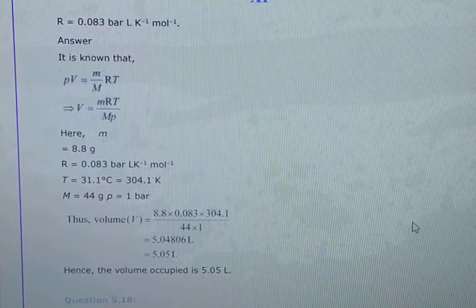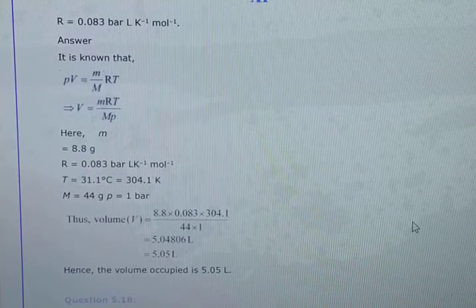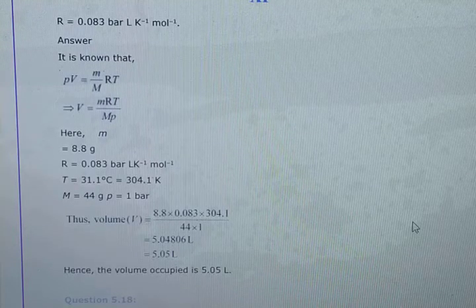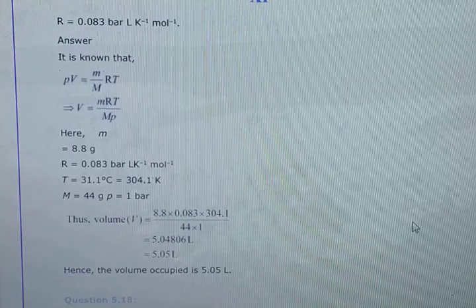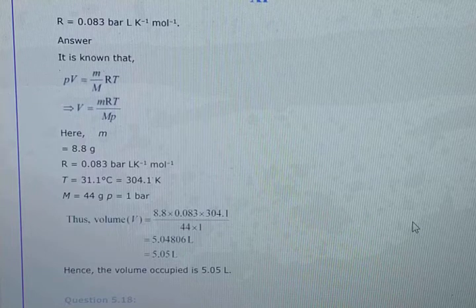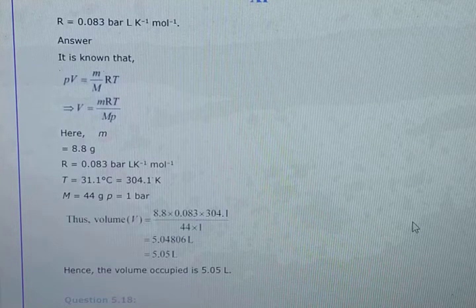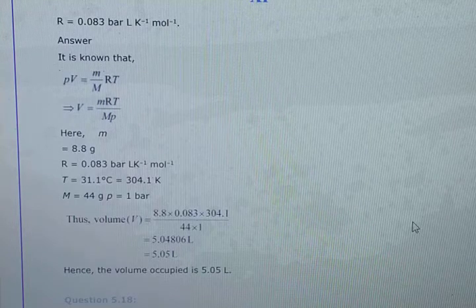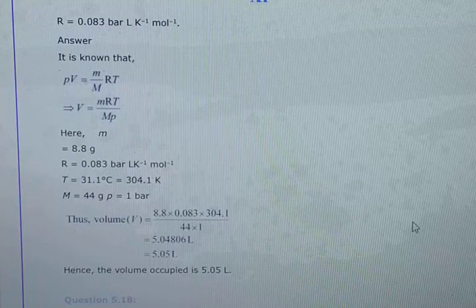M is equal to 44 gram. P1 is equal to 1 bar pressure. Now by putting the values, V is equal to 8.8 into 0.083 into 304.1 upon 44 into 1, that is equal to 5.04806 liter, that is 5.05 liter. Hence the volume occupied is 5.05 liter. Now we are moving towards question number 18.